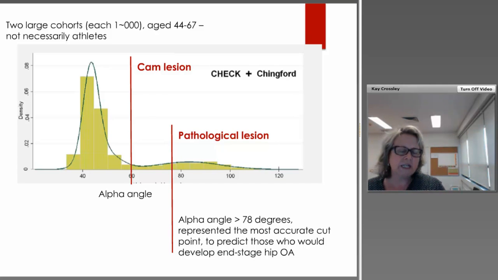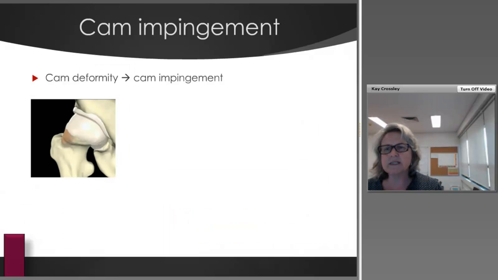So if they've got an alpha angle above 60, they have a cam lesion. If they've got an alpha angle above 78 or 80 degrees, they're much more likely to go on and develop hip osteoarthritis.